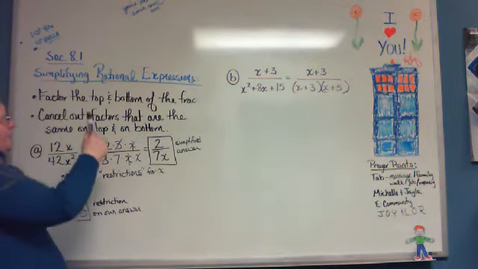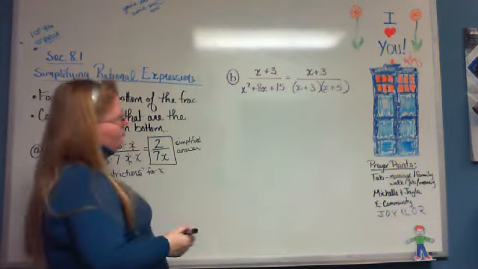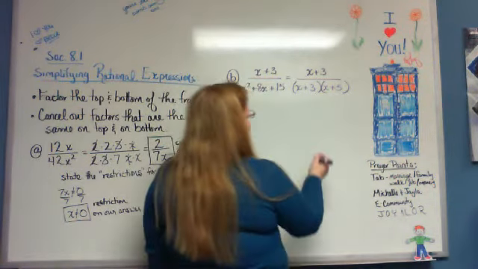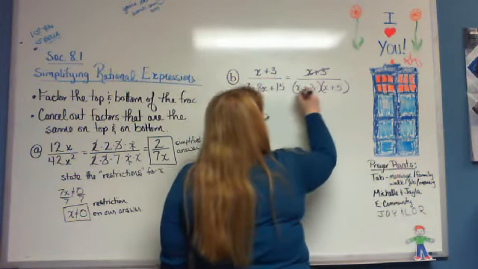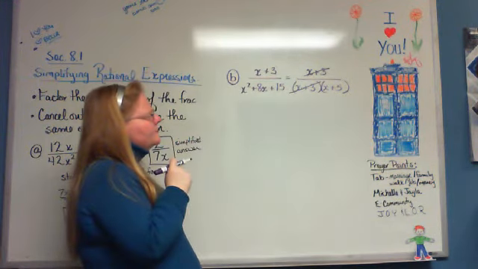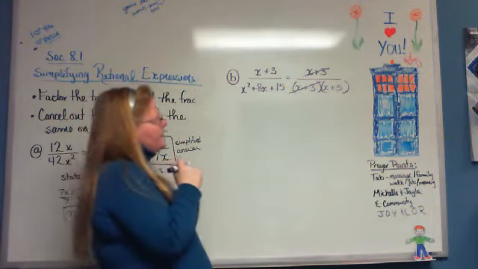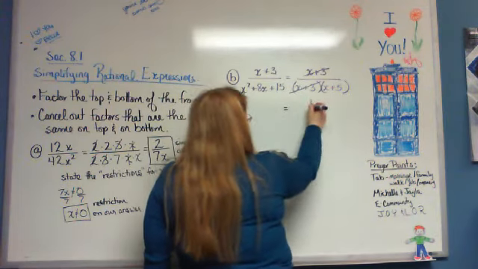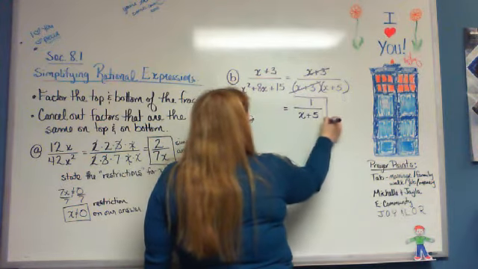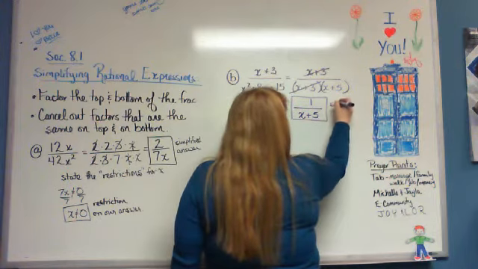Now the rule is, if you have it on top and on bottom, then you can mark it out. Do I have something on top that is a factor with something on the bottom? Sure. I have this whole x plus 3 up here, and this whole x plus 3. So I can mark them out. That leaves me with a 1 on top and an x plus 5 on the bottom. And this is my simplified answer.